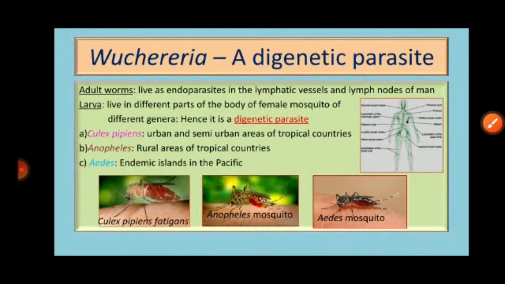Then let us have a look at the parasitic life cycle. As I said earlier, it is a digenetic parasite, which means it completes its life cycle in two hosts.